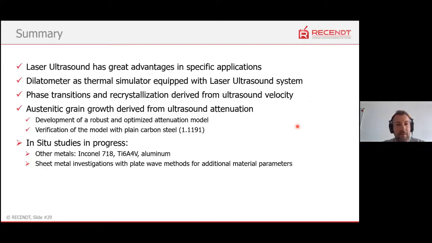And currently we have some in situ studies in progress on other materials like Inconel 718, titanium and aluminum. And another one is that we have sheet metal investigations with plate wave methods for additional material parameters.